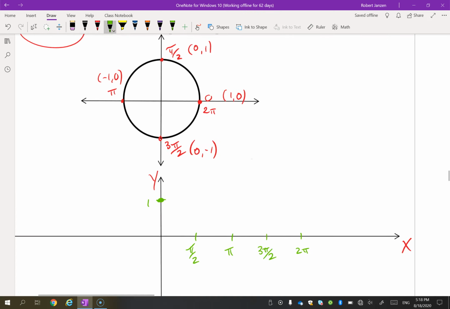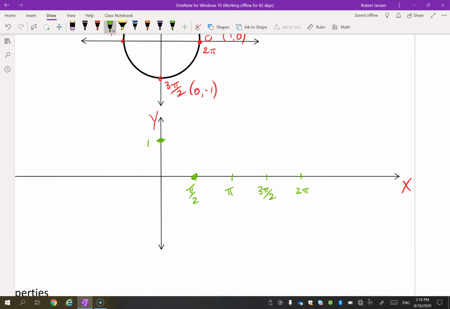At pi by 2, cosine is 0. At pi, cosine is negative 1. And at 3 pi by 2, 0. And then back to 2 pi, we have 1. And so this graph is going to look actually very similar to the other graph, just kind of shifted over, because if you continue this, you're going to get that same wave. Okay?